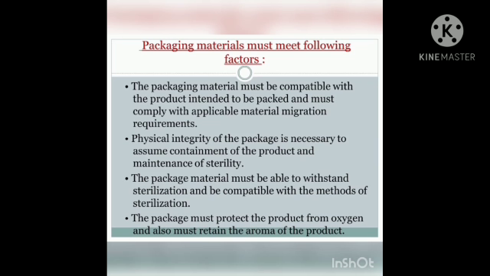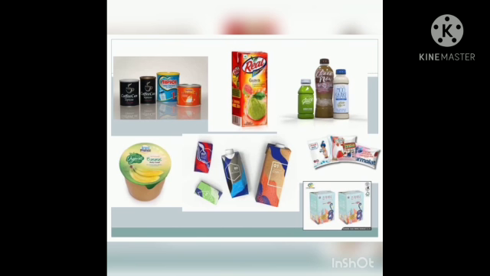Packaging material must meet the following factors. Packaging material must be compatible with the product intended to be packed and must comply with applicable material migration requirements. Physical integrity of the package is necessary to ensure containment of the product and maintenance of sterility. The package material must be able to withstand sterilization and be compatible with the methods of sterilization. The package must protect the product from oxygen and also must retain the aroma of the product.